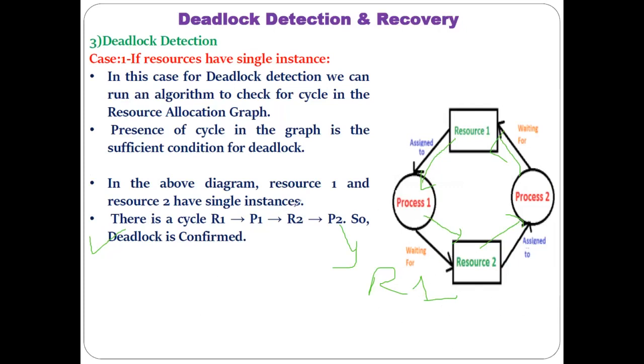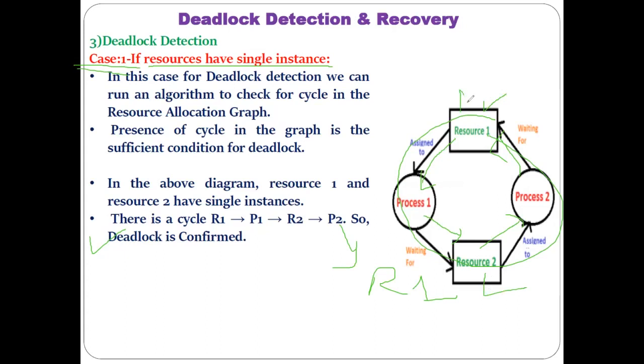How can we confirm? If a cycle is present like this, then we can confirm that there is a presence of deadlock. And that is our case one for the deadlock detection, where we are considering that the resource has a single instance. Here there is only one instance of resource one, and only one instance of resource two.